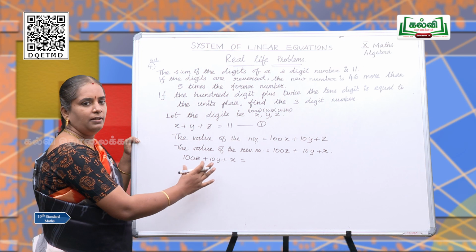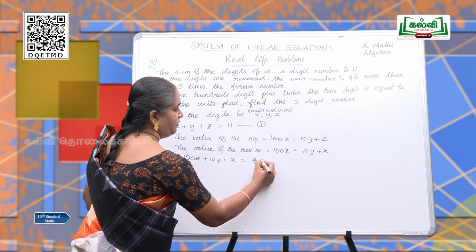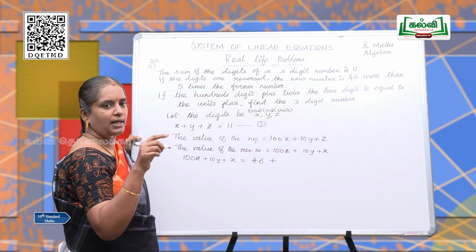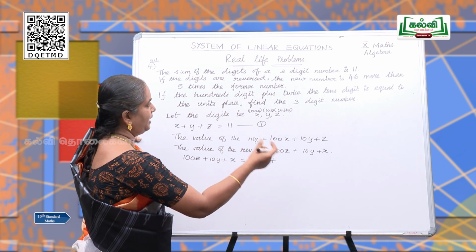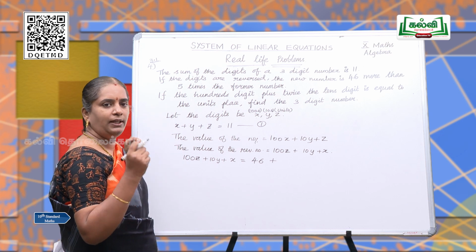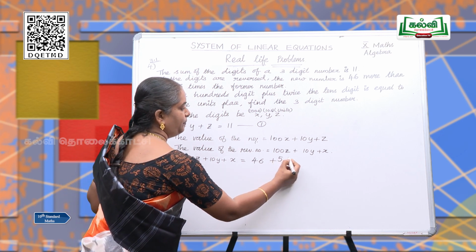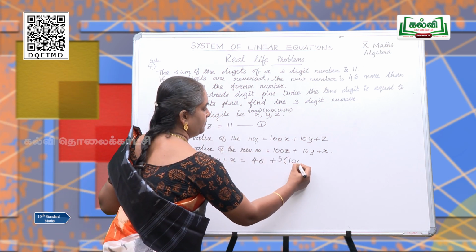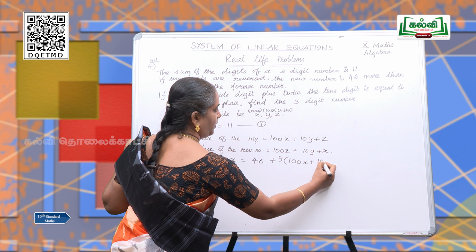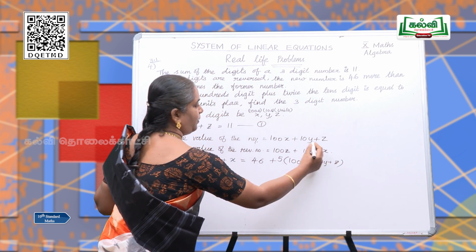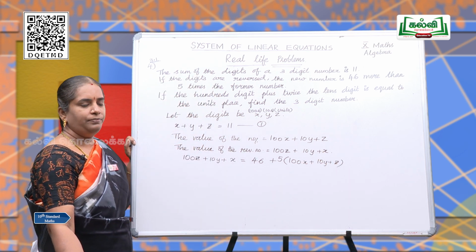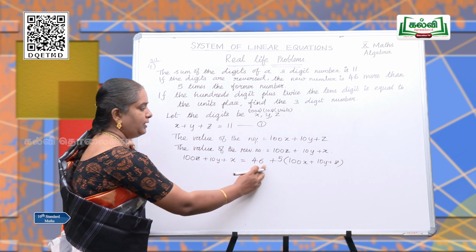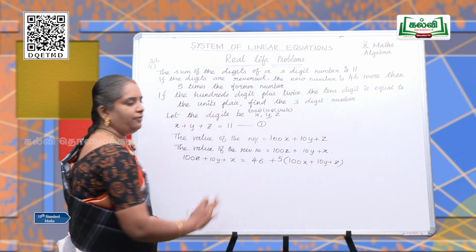The new number is 46 more than, 46 more, that means 46 plus, 5 times, 5 times means 5 multiplied by the former number. The former number is 100x plus 10y plus z, the value of the original number. So, the statement goes as: the new number is 46 more than 5 times the former number.